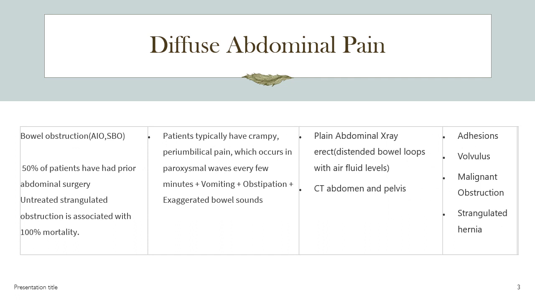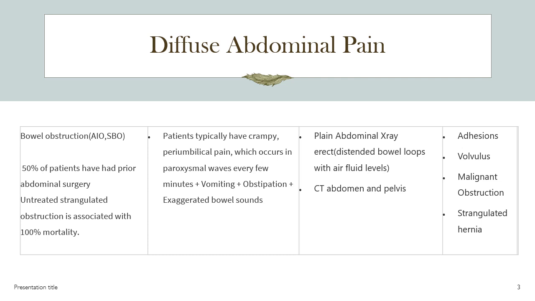Second thing, bowel obstruction. If the patient has very crampy, diffuse or periumbilical abdominal pain, which comes and goes, colicky in nature, along with vomiting and absolute constipation. The patient tells you that he hasn't passed stool or flatus for 12 hours, 24 hours, 1 day, 2 days, and on examination you find very exaggerated bowel sounds, then this patient might be having bowel obstruction. So this is again a surgical emergency that needs urgent surgical care.